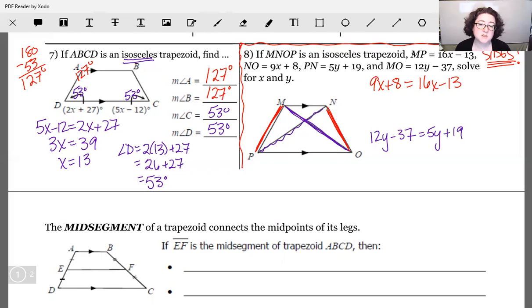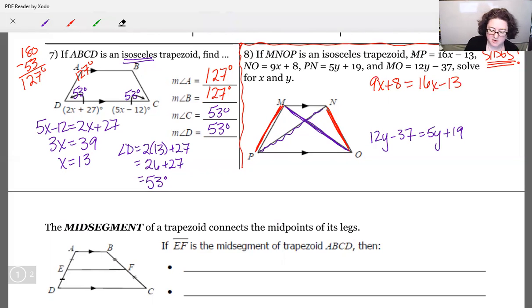The problem is asking us to solve for x and y, so we just need to solve those equations. So solving our first one, again, I would subtract 9x from both sides, so that's going to give me a 7x on the right. I would add 13 to both sides, gives me a 21 on the left, and that divides out very nicely. x equals 3.